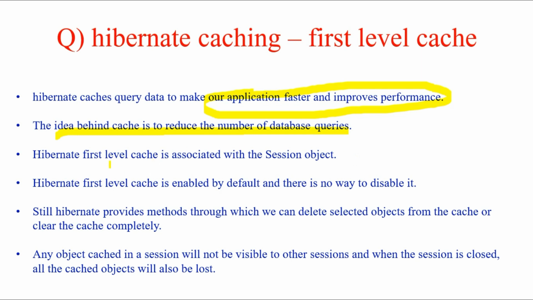Hibernate has the first level cache, which is associated with the session object. Remember, the session factory gives you the session object. That session object automatically has the first level cache associated with it, and it is enabled by default, and there is no way you can disable the first level cache. Hence, Hibernate actually gives you some performance by itself.